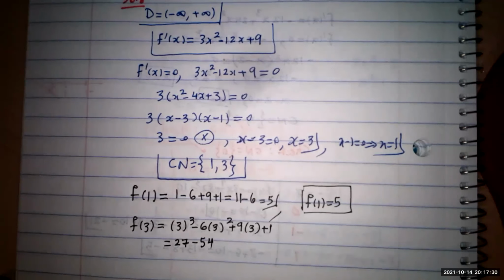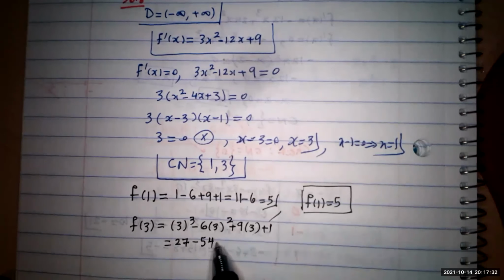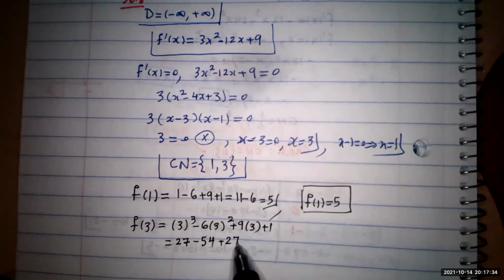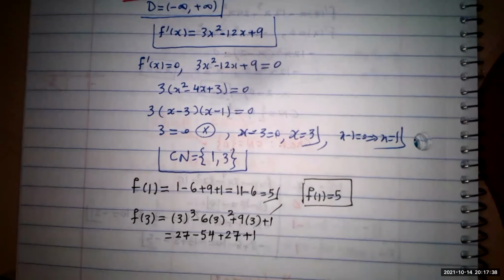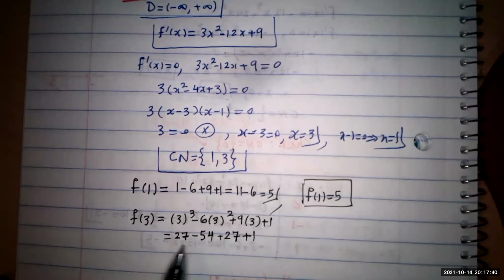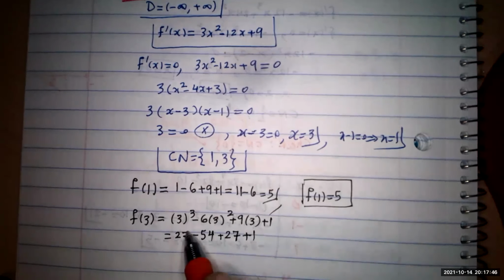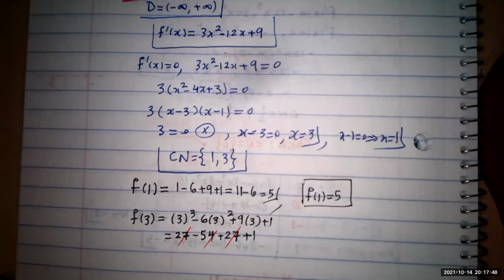Okay, that's going to be 1, and 3 times 9 would be 27, and plus 1. Okay, simplify: 27 and 27 would be 54, and the 54 would cancel out. So these are going to be 0. So the leftover is going to be just 1.